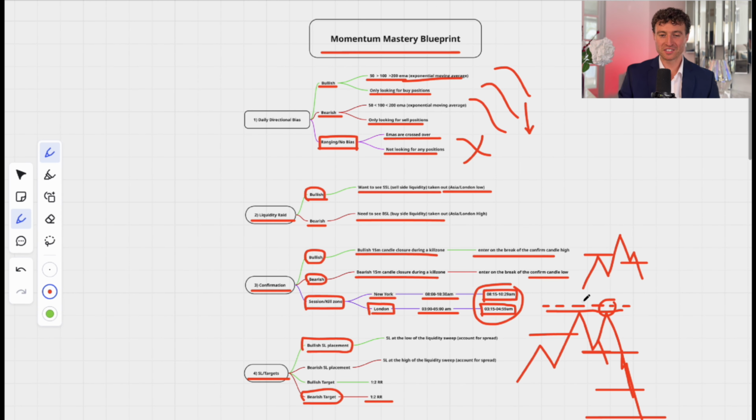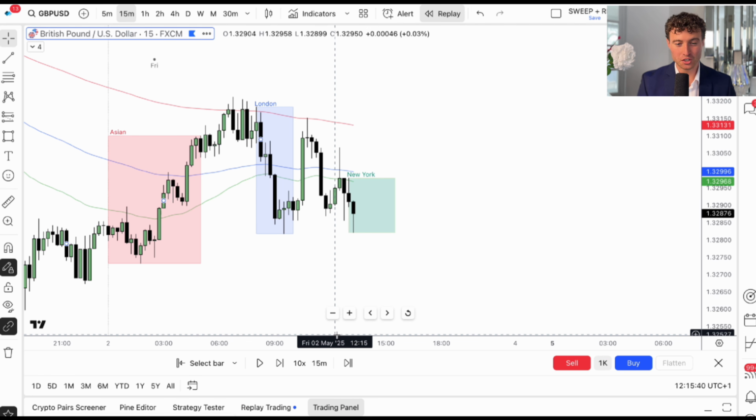Okay, so this right here is the exact momentum mastery blueprint that I personally trade every single day in the markets. And this is a fully rules-based mechanical system that takes all of the guesswork out of the markets. So we're currently looking at GBP USD on the 15-minute time frame.